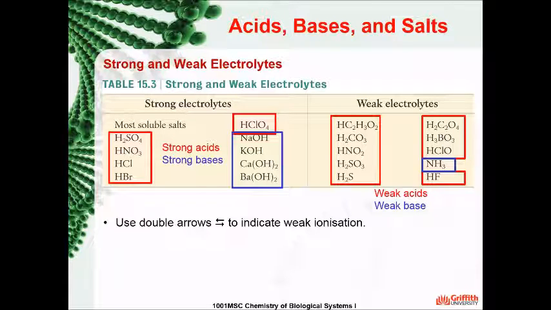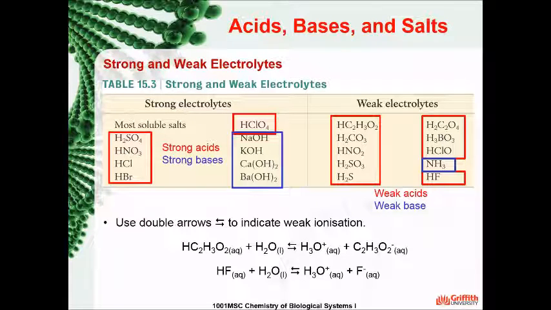For weak electrolytes, we use double arrows to indicate weak ionization. For instance, we use double arrows with the following two acids as they are weak acids.